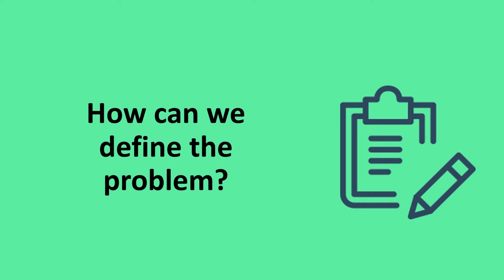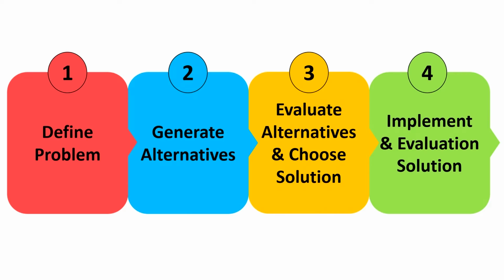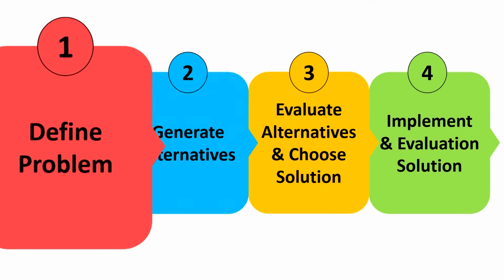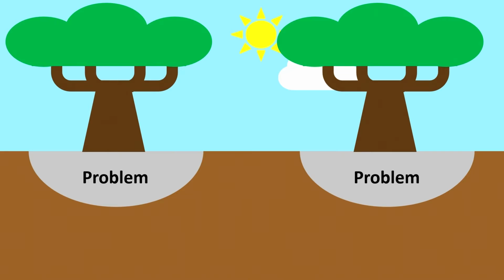How can we define the problem? Carefully defining the problem is the first step of our decision-making model. Why is defining the problem so important? Why not skip to the fun part?